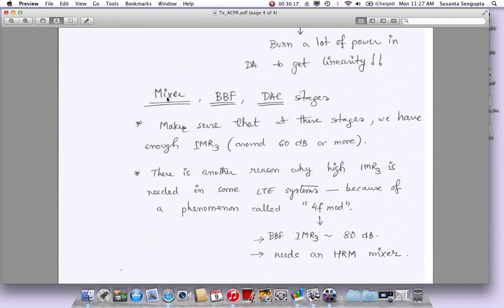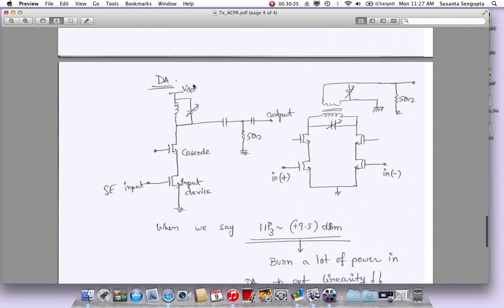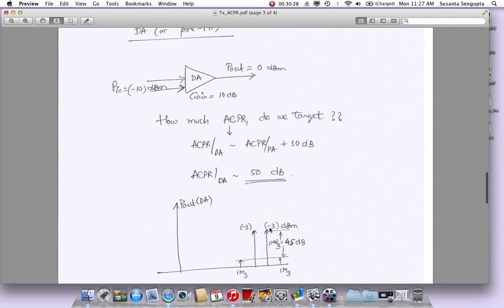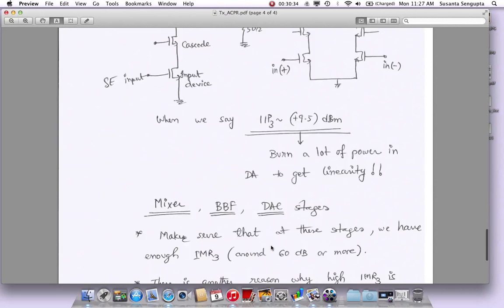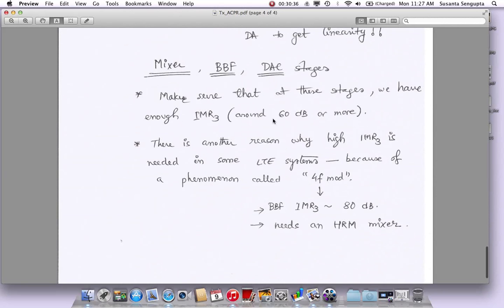So the mixer, if you look at the linearity of it, you want its IMR3 to be very good. You can back calculate what the IP3 could be just based on how we did for the DA. We did the DA's calculations, and based on this you can do the calculations for the mixer, the BBF, and the DAC also. But the point is that they have to be much more linear, so they do not affect the overall ACPR at the end. We want the overall ACPR at the end to be affected only by the power amplifier, the PA. The rest of the stages should be much better.